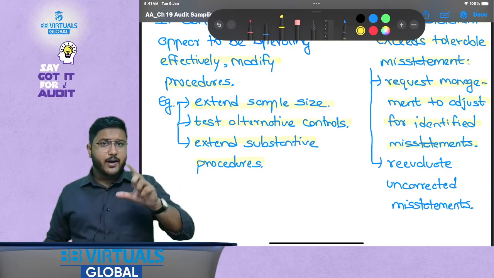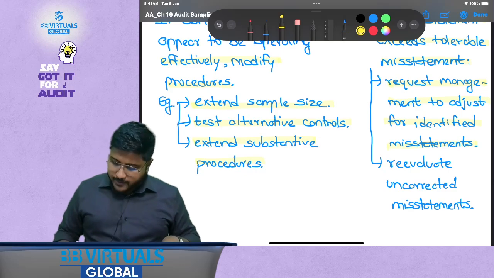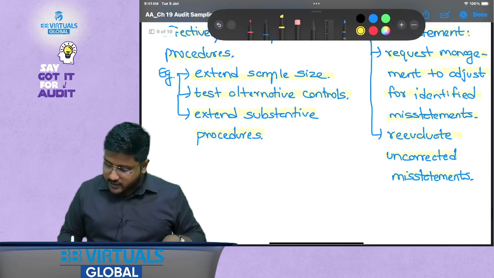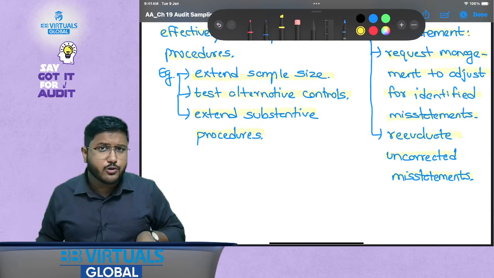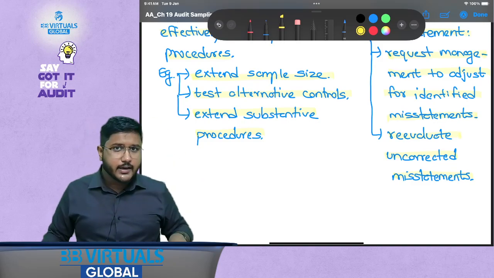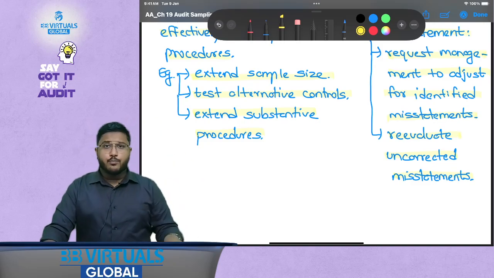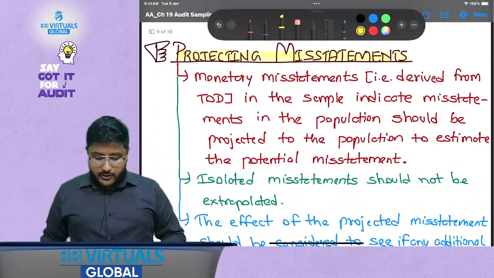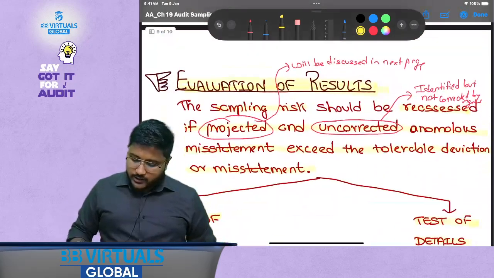You can request the management to modify it and reevaluate uncorrected misstatements. Once management has modified it, or maybe they have decided not to modify it, you have to reevaluate the uncorrected misstatement part and whether you need to modify your report or withdraw from the engagement or take alternative actions or not. This is about evaluation of results.